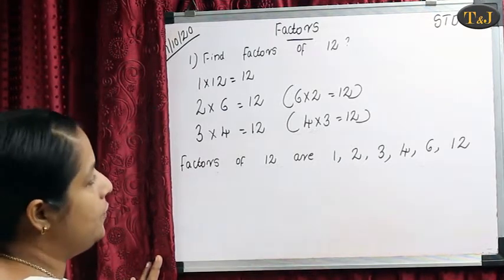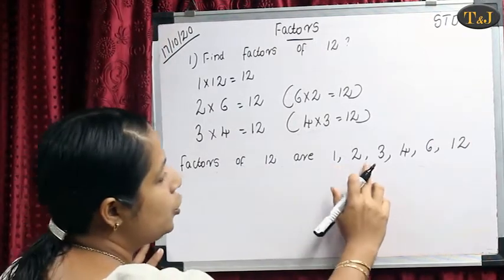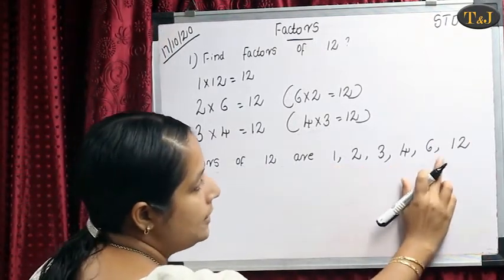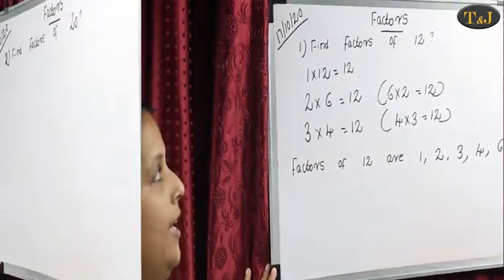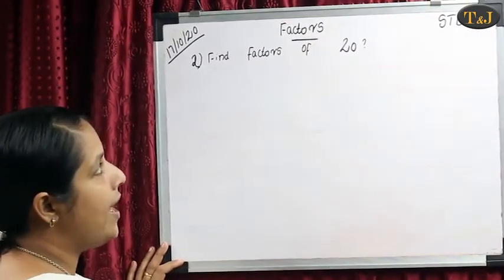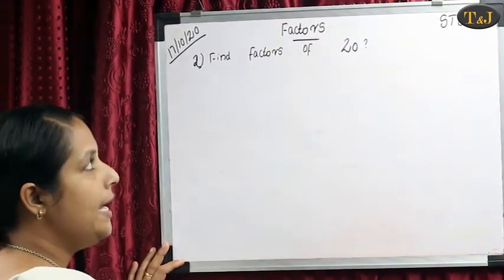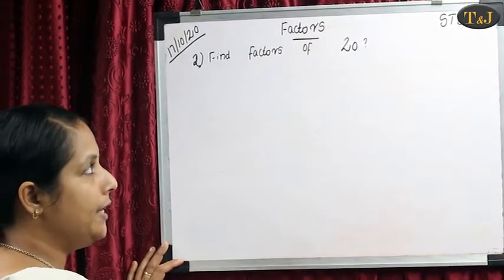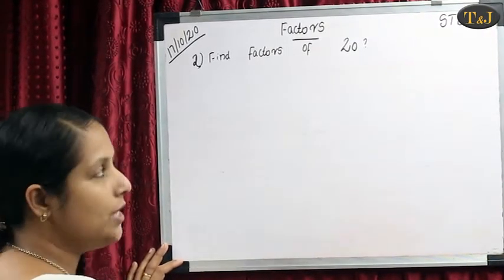So the factors of 12 are 1, 2, 3, 4, 6 and 12. Okay. Then our second example, find the factors of the number 20. Again we want to check the 1 to 10 tables for the product 20.